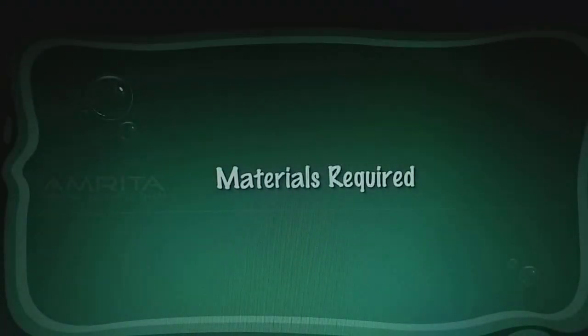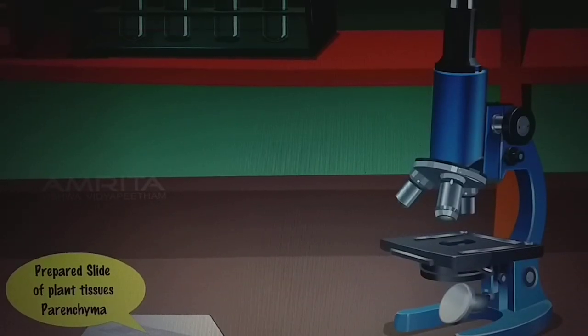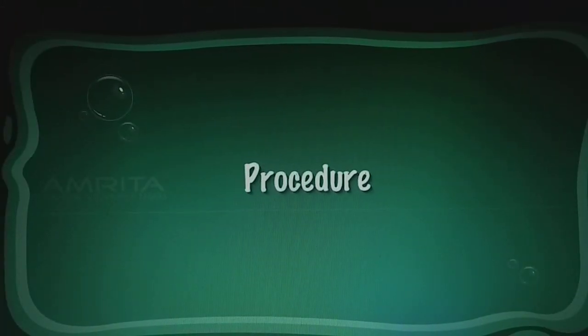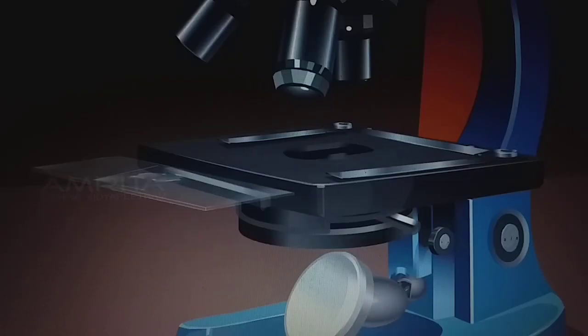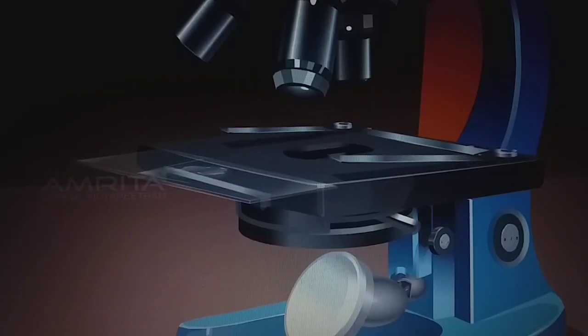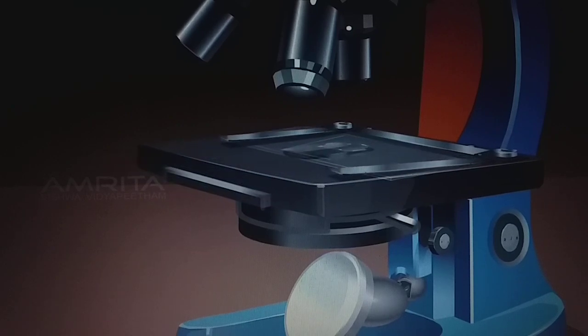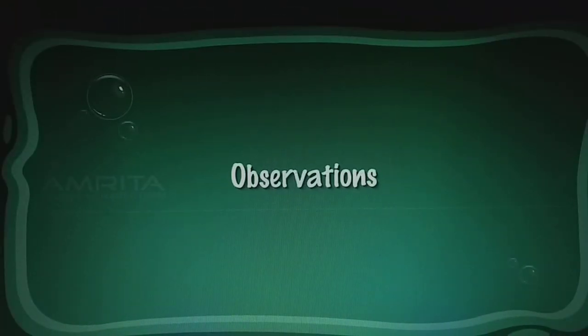Let's study parenchyma tissue in the lab. Materials required: a prepared slide of plant tissue, parenchyma, and a compound microscope. Procedure: you have to set the slide into the compound microscope. Already you know how to set the compound microscope. Now observations.